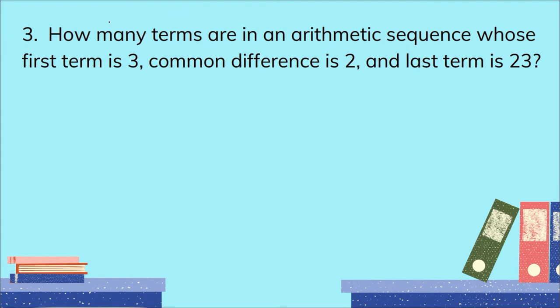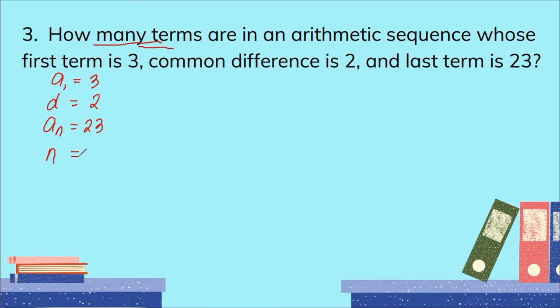Number 3, how many terms are in an arithmetic sequence whose first term is 3, common difference is 2, and last term is 23? Okay, so ang tanong dito, what is being asked here is the number of terms, right? Number of terms. And then, meron tayong given a first term, which is a sub 1, and that is 3. Common difference is 2. And then, last term, a sub n, is 23. So, again, ang tanong is how many terms, which is the number of terms, and that is our n.